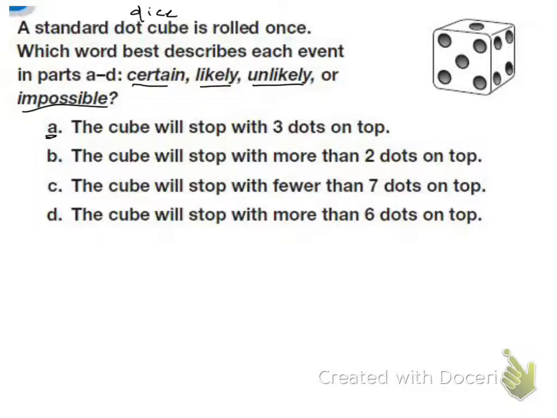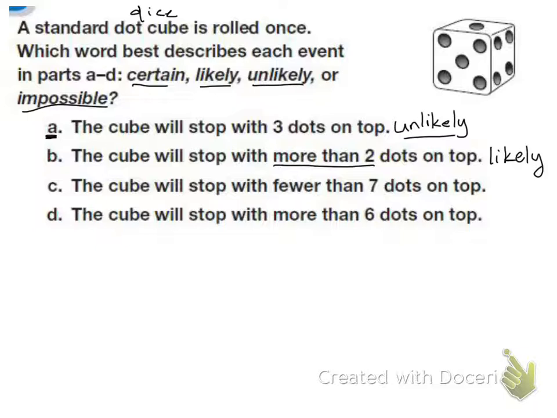Okay, so what is the probability that the cube will stop with 3 dots on it? Okay, this is going to be unlikely because there are a lot of other options. It could land on 1, it could land on 2, it could land on 4, 5, or 6. So it could land on 3, but it's unlikely. Okay. For the next one, B, it says the cube will stop with more than 2 dots on top. Well, how many sides have more than 2 dots? Well, there's 4 of them. 3, 4, 5, and 6 all have more than 2 dots. So this is actually pretty likely because I have a lot of options.